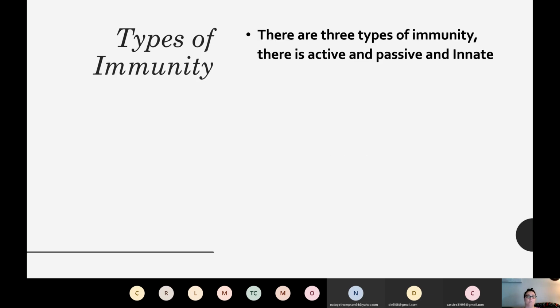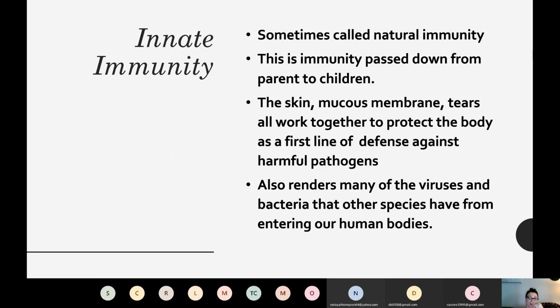Okay? There are 3 types of immunity. Go ahead and write this down. And then, like I said, the video will explain everything. The types of immunity are active, passive, and innate. So write that down, because that'll be a question that you'll see. What are the types of immunity? Active, passive, and innate. Okay, and that was the chart.